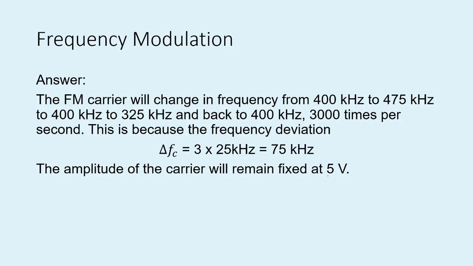The voltage of the carrier signal, which is the modulated wave afterwards, at 5 volts is unaltered. That doesn't change.